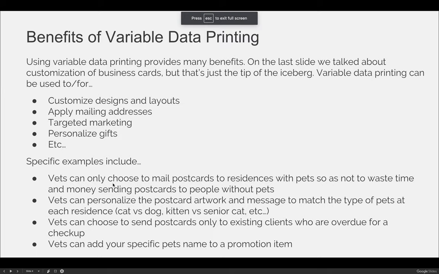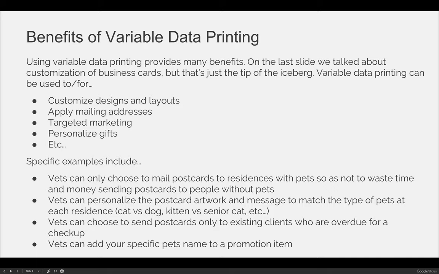If we want to take a more concrete look at a specific example, we can talk about a specific business. So in this example, I'm going to talk about a vet's office that is targeting new customers. So vets can only choose to mail postcards to residents with pets so as not to waste time and money sending postcards to people without pets.